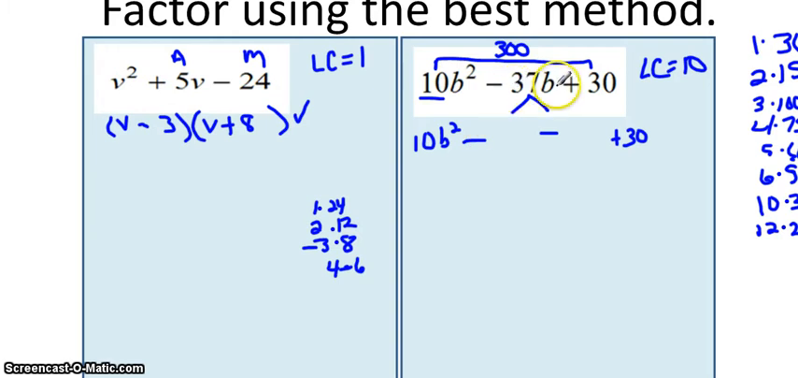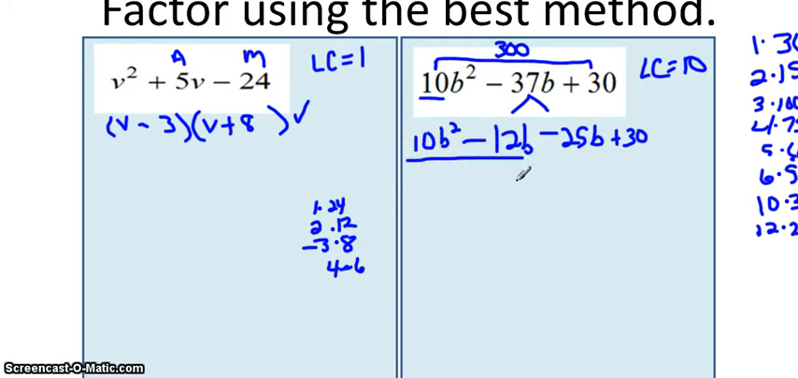So I'm going to turn that negative 37b into negative 12b minus 25b. So I've split it. I still have the same sum of negative 37b. It's just now two parts. Since I've created four terms, I'm going to use factor by grouping.